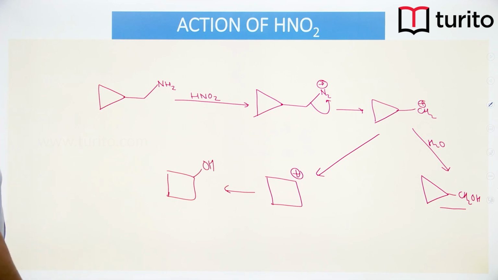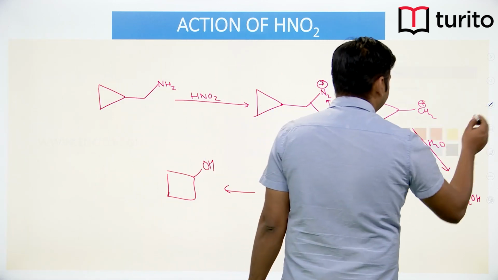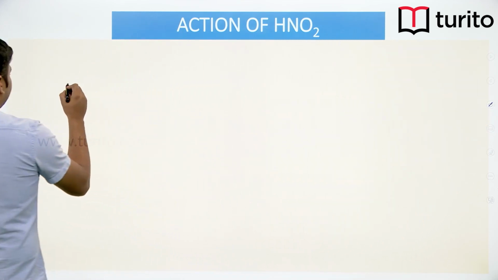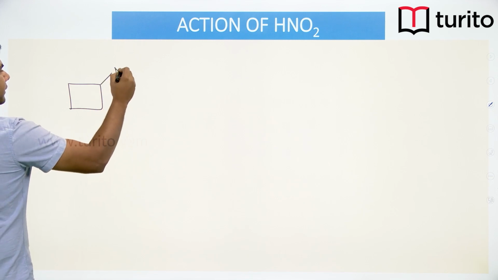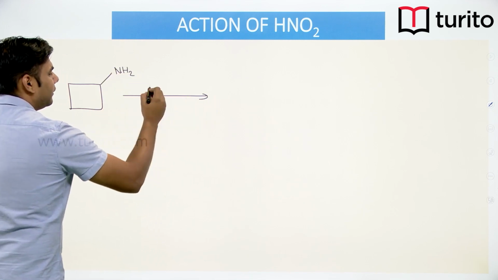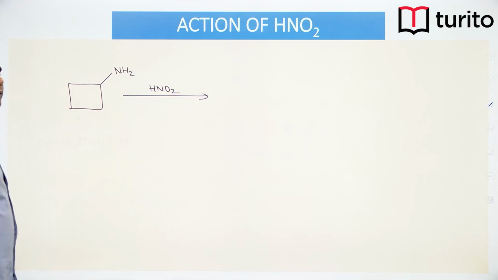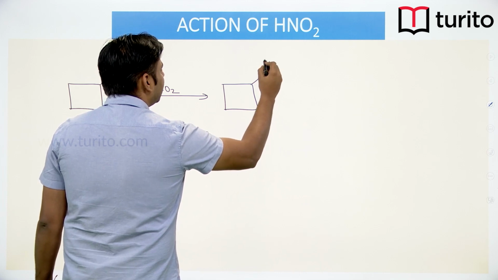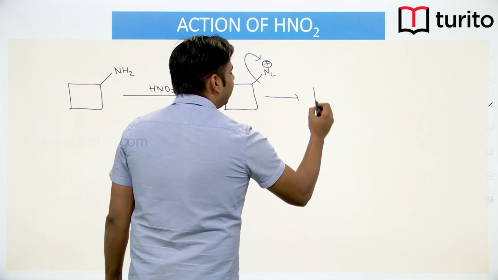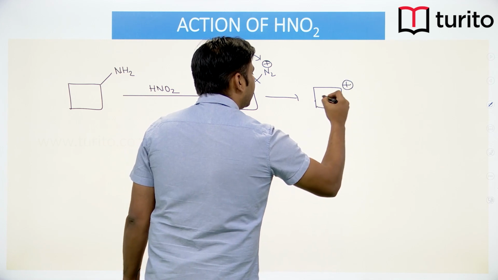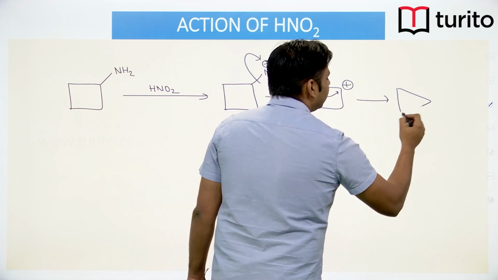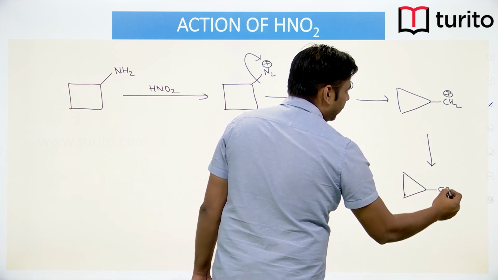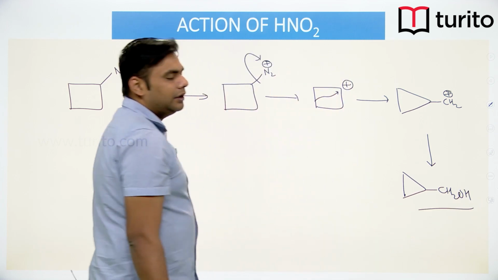Similarly, there can be a ring compression as well. The case for that would be, suppose we have this as the amine and we are treating it with HNO2. This would convert it into N2 plus. Now this can go out, a carbocation is formed. In this case there would be a compression. The ring compression would lead to the formation of a stable carbocation, and then this would react with water and form an alcohol. So this would be the major product.